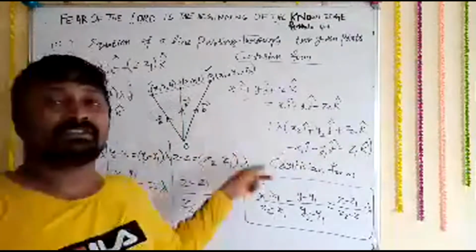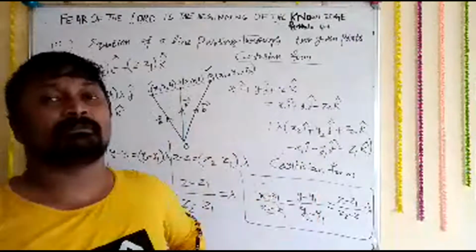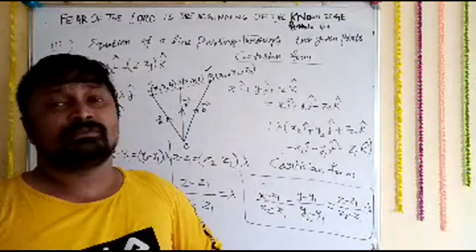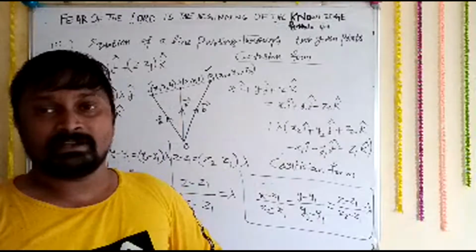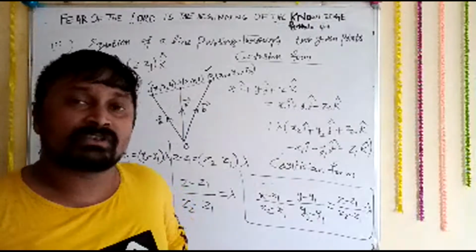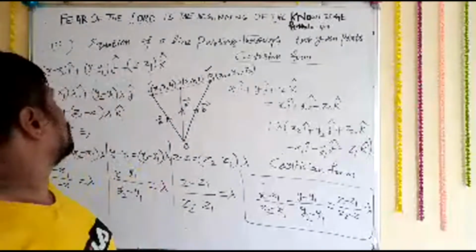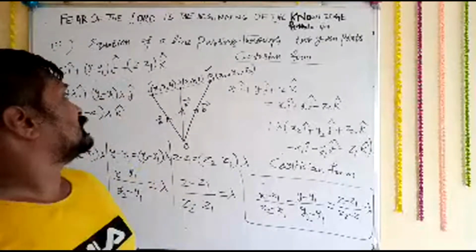So once again you will revise yourself. Okay. So that is about the equation of a line passing through two given points. I hope you all understood this.